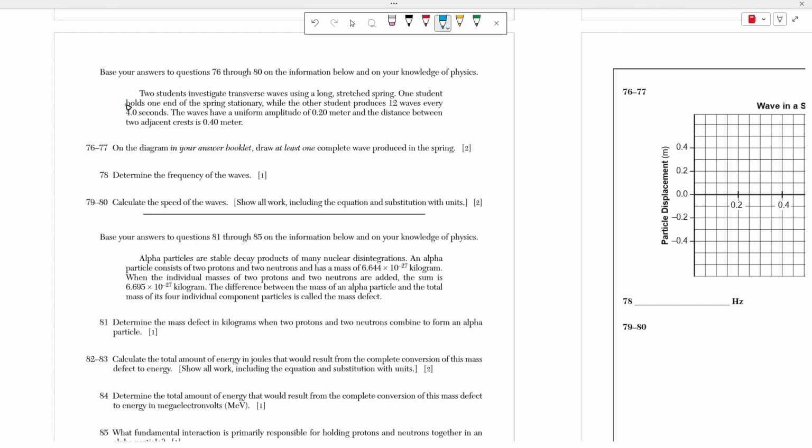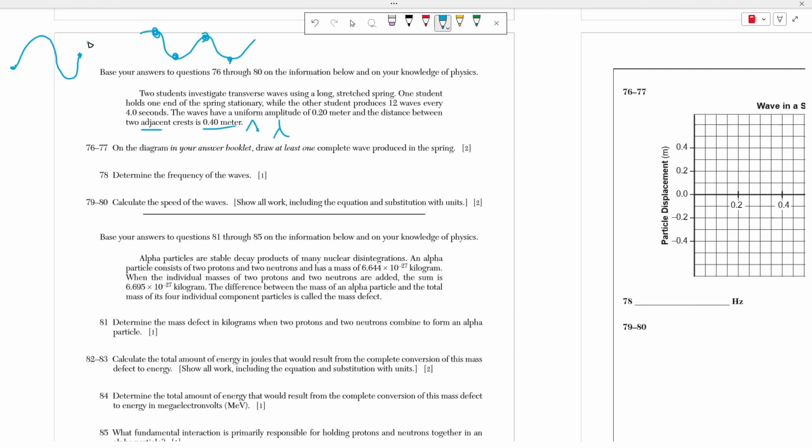Okay, and again, this plot is not going to be in our test booklet. It's going to be in our answer booklet, right? So here's what's important about this problem. We know that the distance between two adjacent crests is 0.4 meters. This is very important because this tells us our wavelength. The wavelength is the distance between two crests or two troughs, or it's the distance that it takes the graph to generate one crest and one trough.